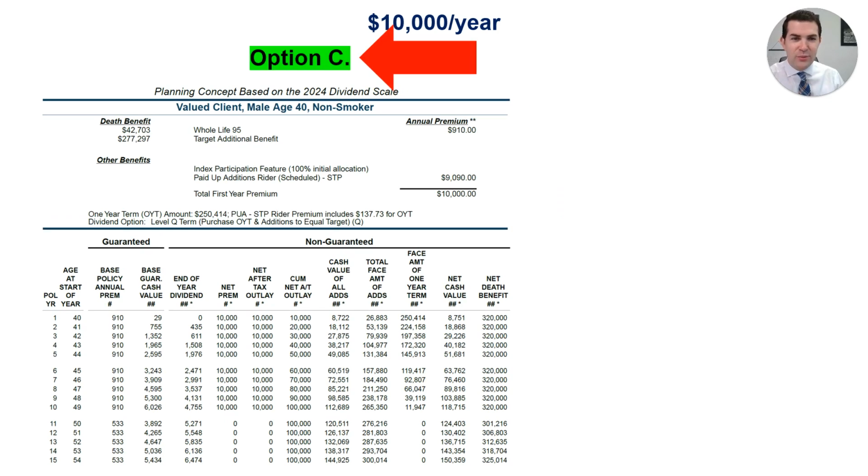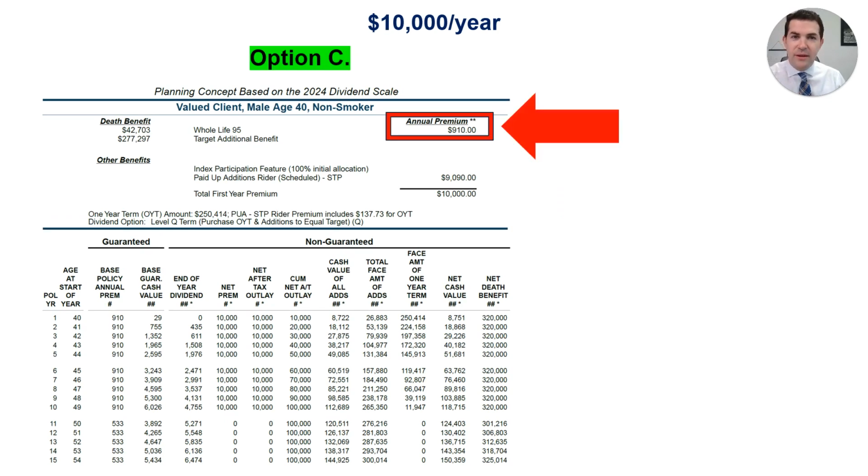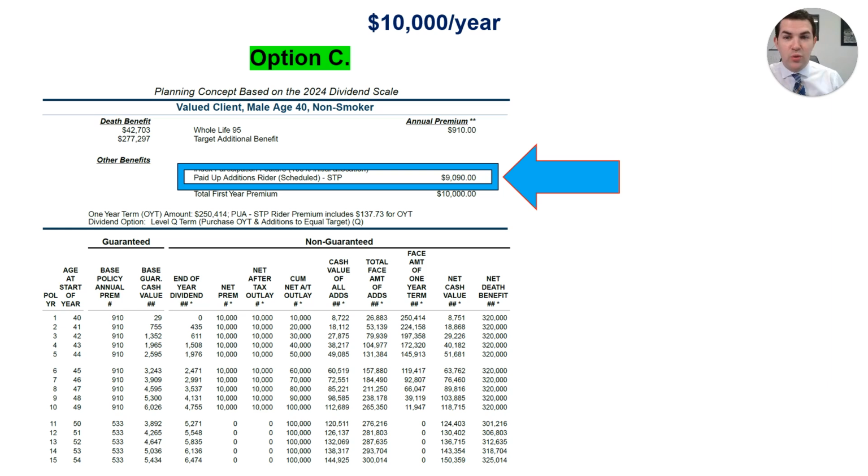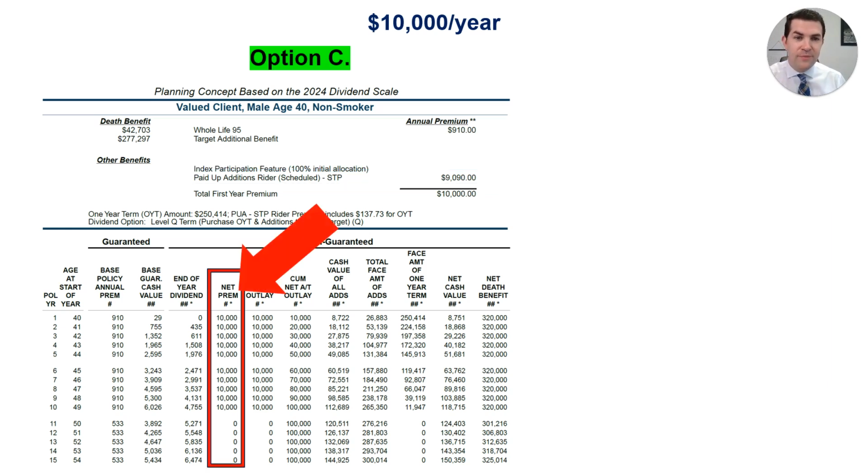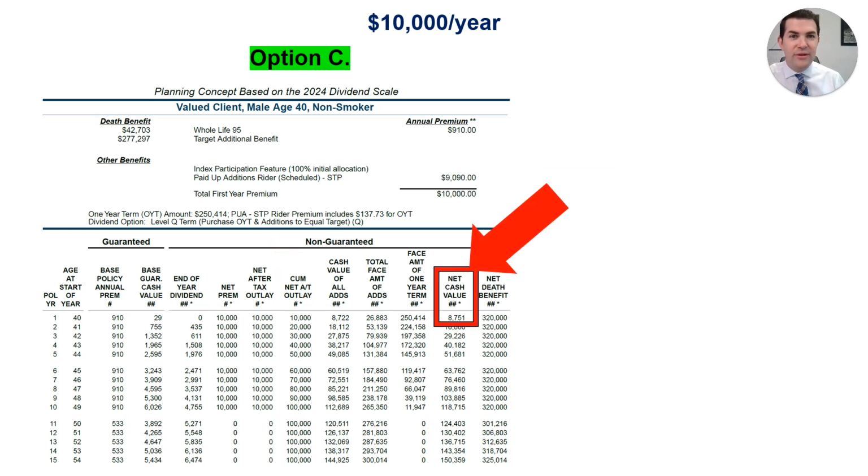So option C, we've got this one in green. Annual premium. What do you notice here? It's less than $1,000. Your paid up additions rider. What do you notice here? Just over $9,000. Out of pocket, $10K per year. Look at your cash value, over $8,700. These were all the same policy.